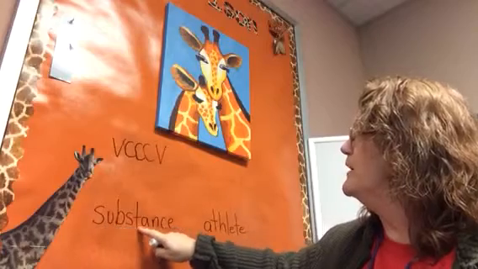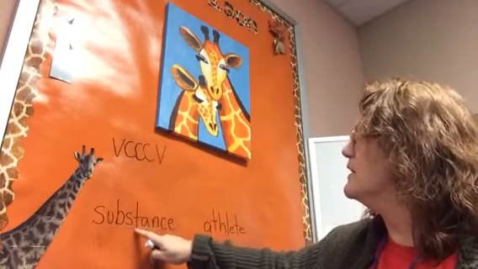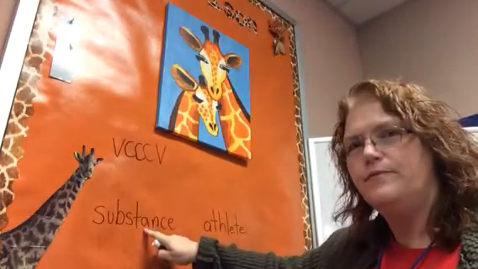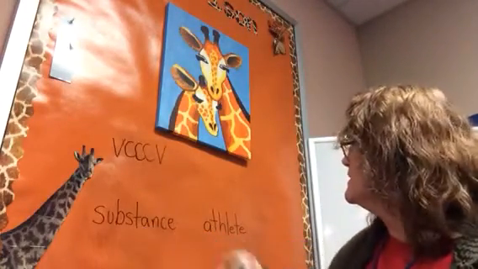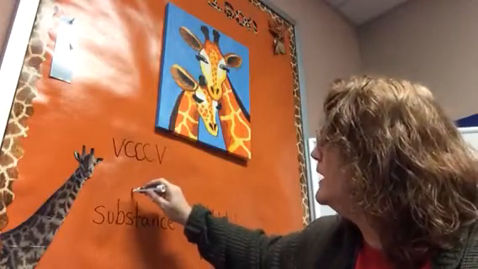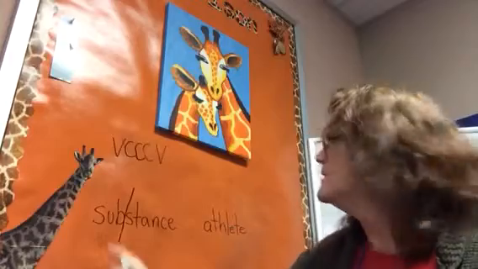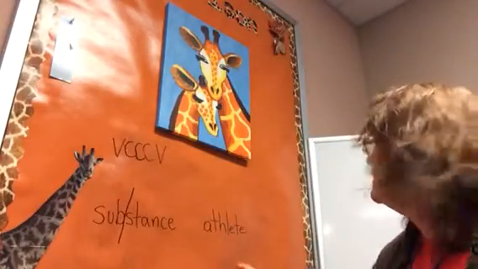So in this word, we find it right here. Vowel, consonant, consonant, consonant, vowel. Substance. Where would you split substance? If you were clapping it out, substance. Probably right here. Substance, right? Substance.